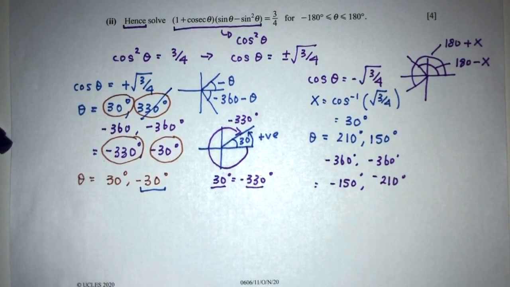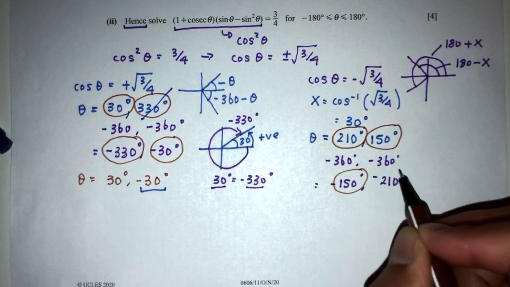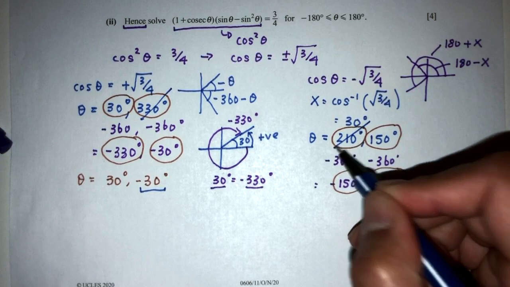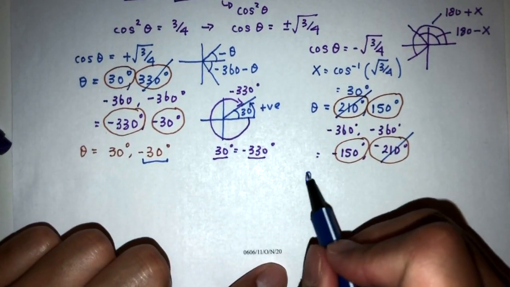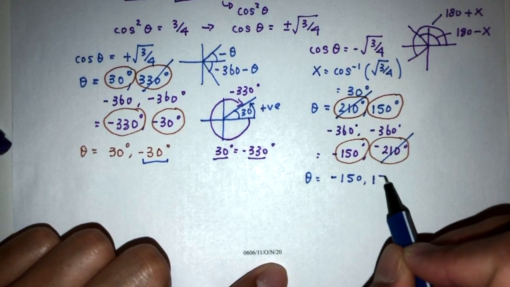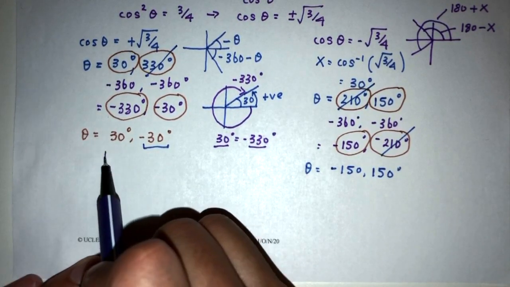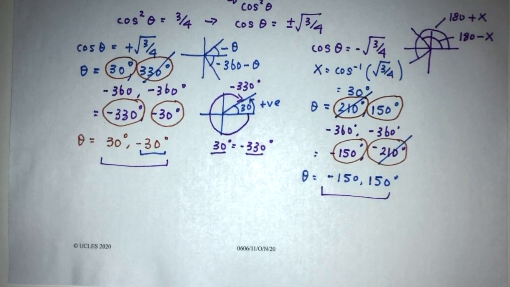So here we have this value and this value, this and this to choose from. As you can see, this will be outside and this will be outside the range or domain. So theta has to be minus 150 and 150. So in the end, you will end up with four answers, which is this two and this two, for your value of theta for part 2 of the question.